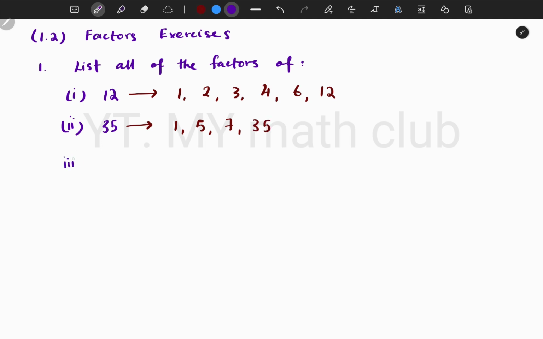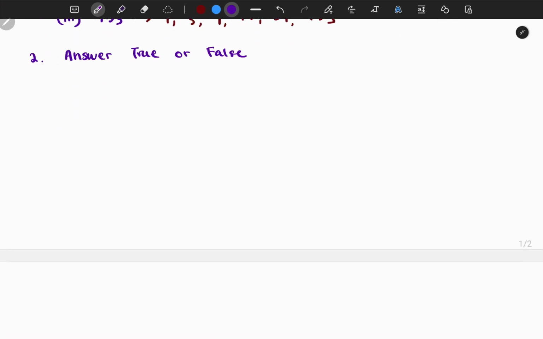Next question, list all of the factors of 153. The answer is 1, 3, 9, 17, 51, 153. For the next question, you just have to answer true or false. Question 1, 3 is a factor of 313.